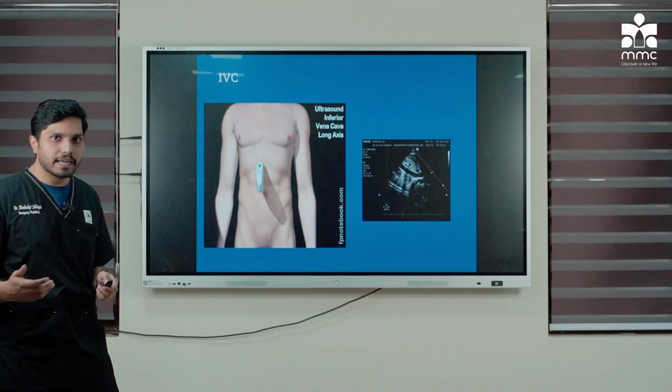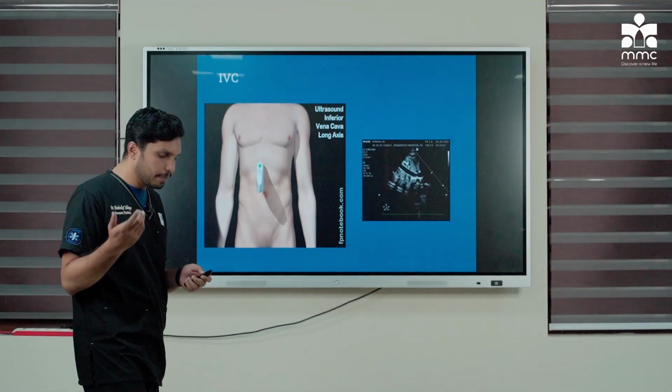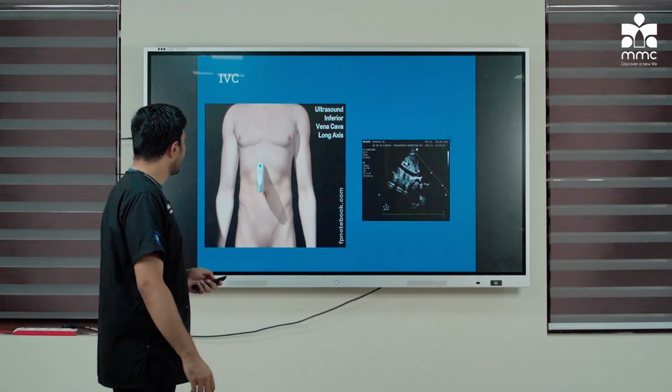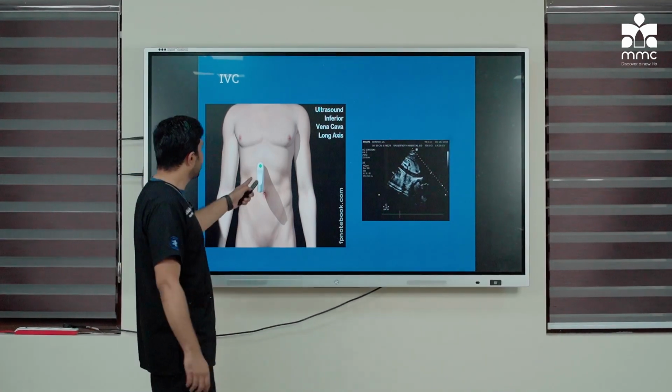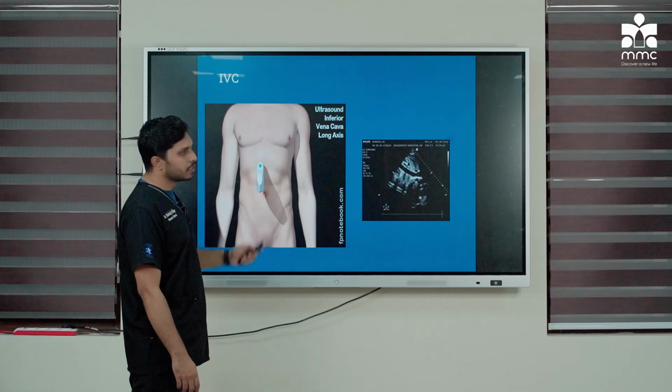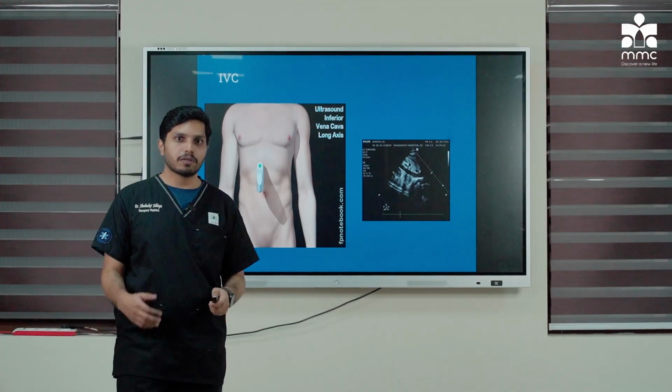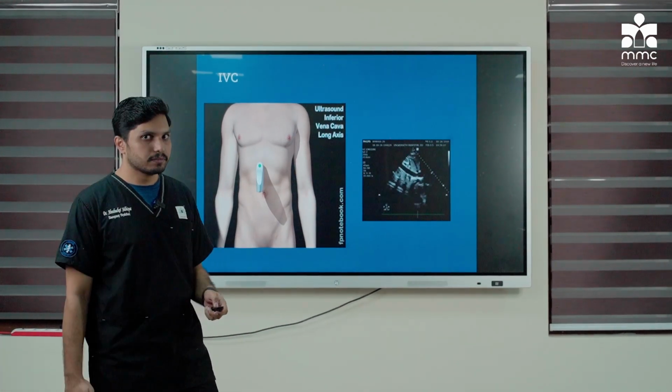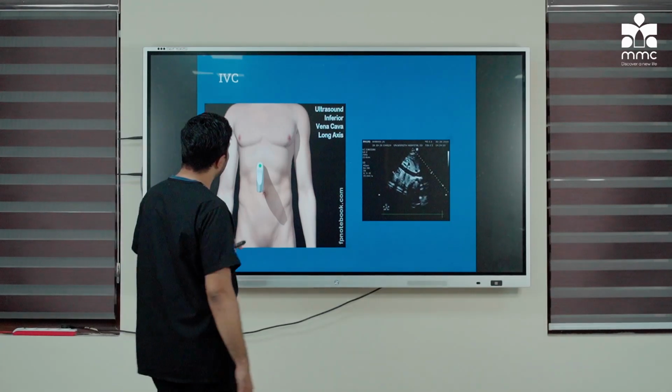Then another area we are supposed to look at is the IVC. How do we assess the IVC? The IVC has to be assessed in a longitudinal view, and the pointer should be towards the head end of the patient. Sorry, cranially. The pointer should be cranially.